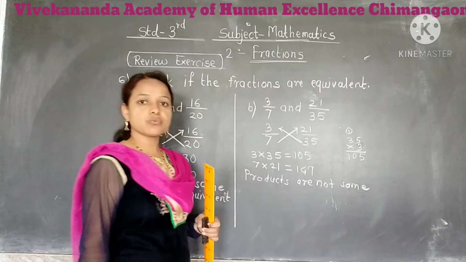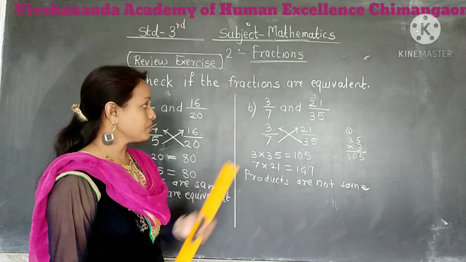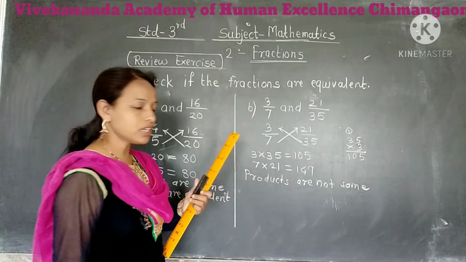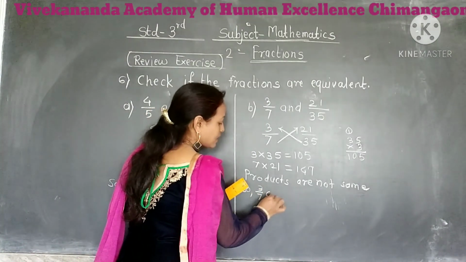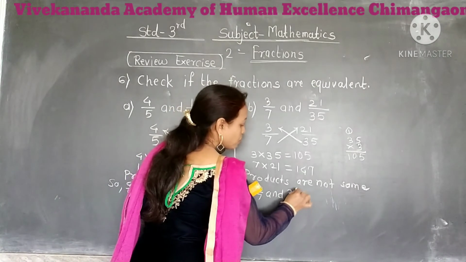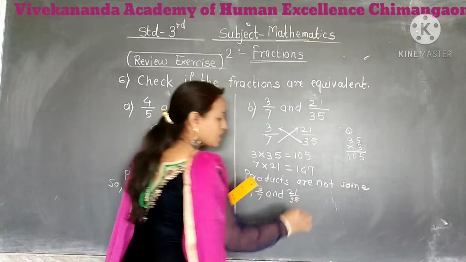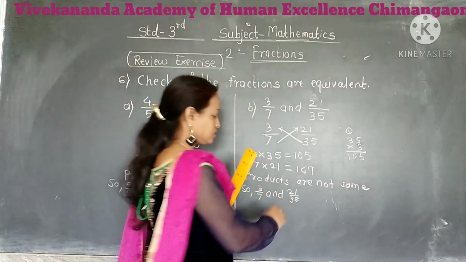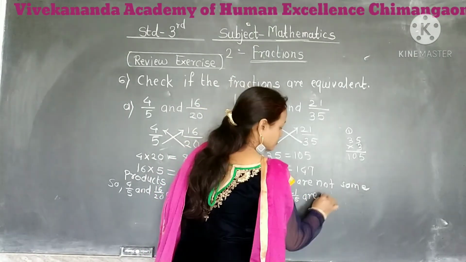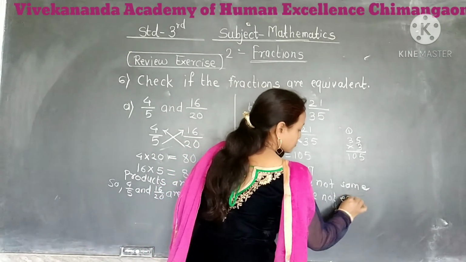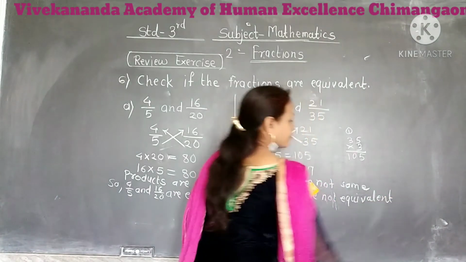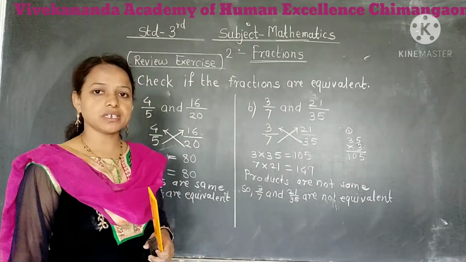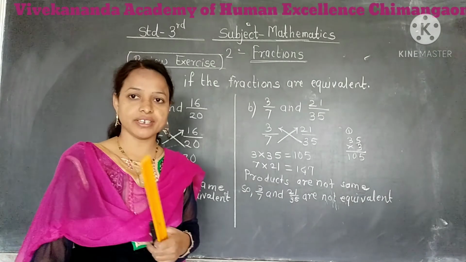So in this case, we say that if the products are not the same, then the given fractions are not equivalent. So 3 upon 7 and 21 upon 35 are not equivalent. In this way, by cross multiplication, we will find it.